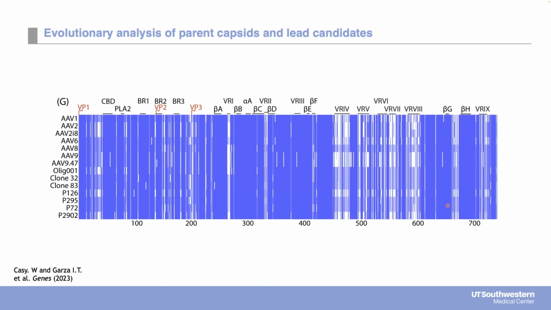And this is where I get really excited as a graduate student in the lab, where I am most curious about the mechanism and really the structural format of these variants. By looking at multiple sequence alignments of our hits alongside the parent capsids, we can start to identify in blue the most conserved regions of the capsid.